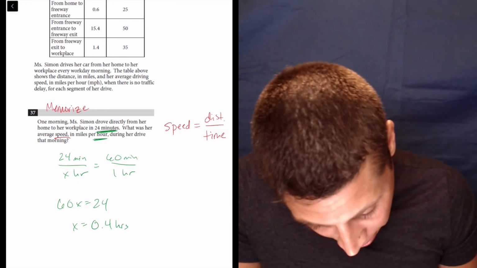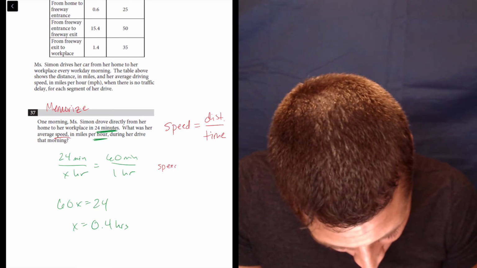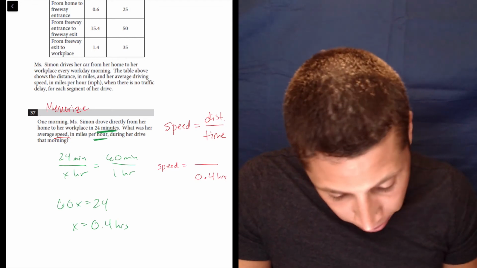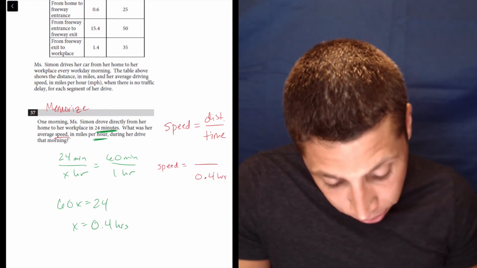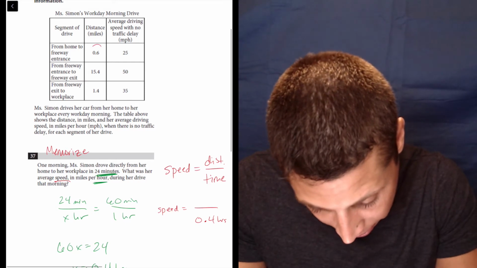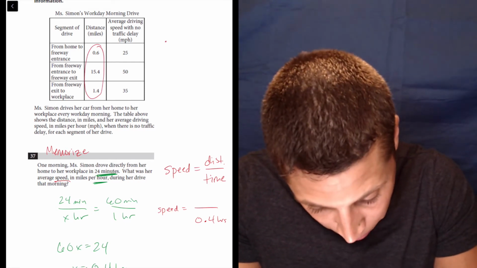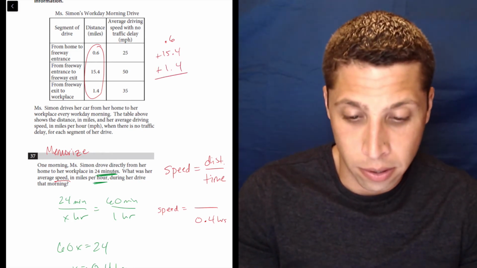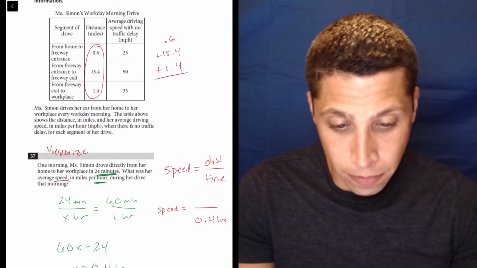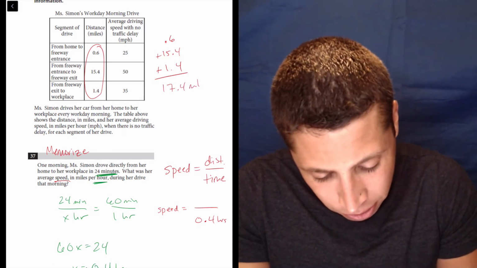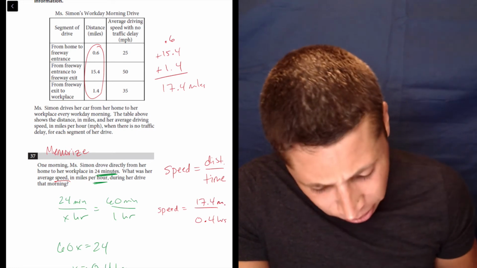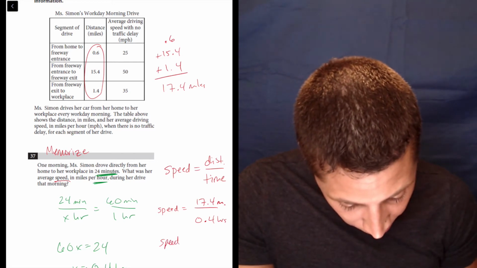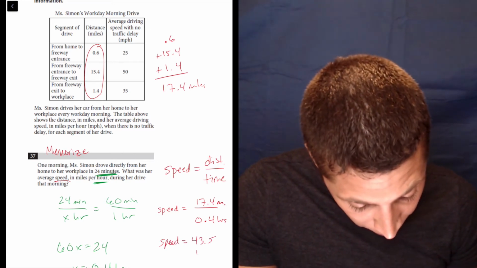So let's come back here. Speed equals distance over 0.4 hours. And now we need to know the total miles. It's just a matter of summing up this column. So 0.6 plus 15.4 plus 1.4 is 17.4 miles. So 17.4 miles, and just do the division. Divided by 0.4, we get that the speed is 43.5 miles per hour.